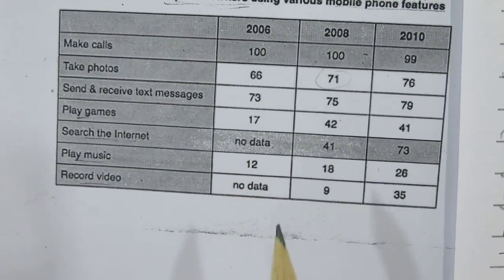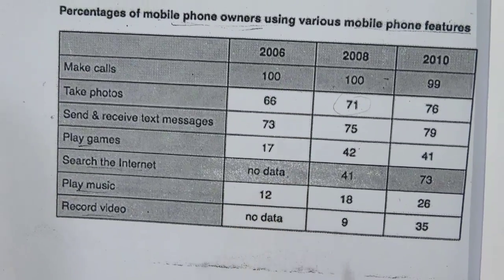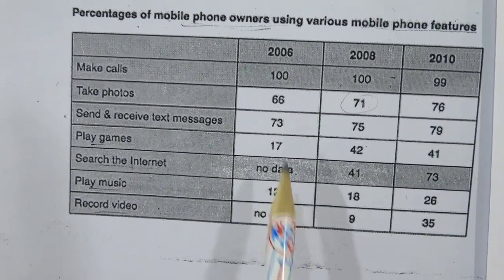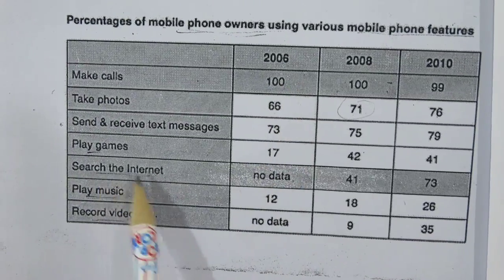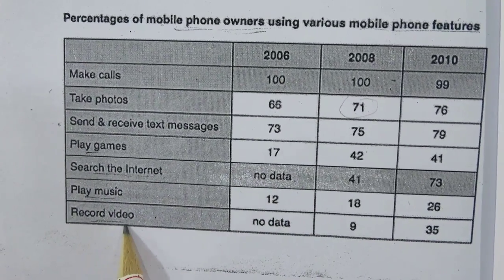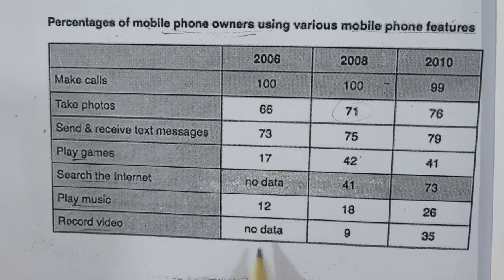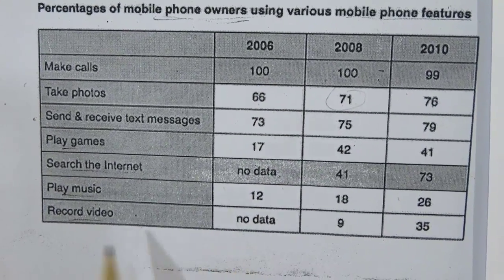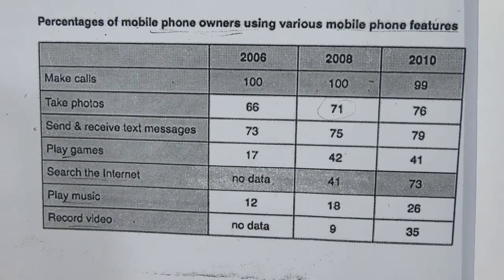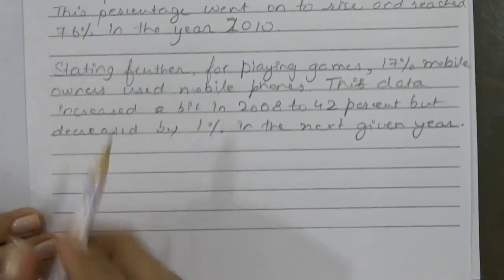So we may either skip the data for 2006 and not mention it at all, or we may write that in 2006 for searching the internet there is no data provided. Similarly, for recording video also, we may say that in 2006 there is no data provided for recording of videos. So I am choosing to skip the data here a bit and I'll start from 2008.